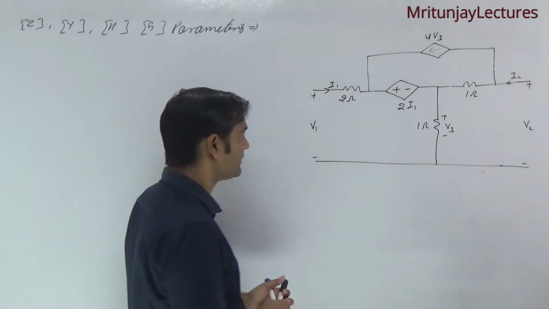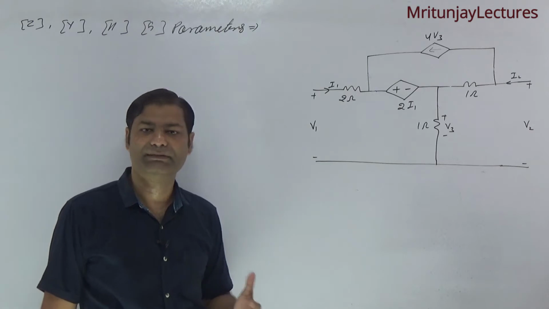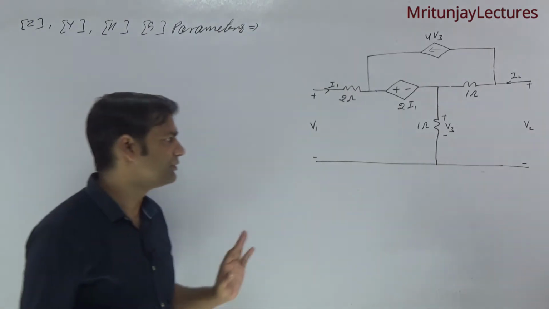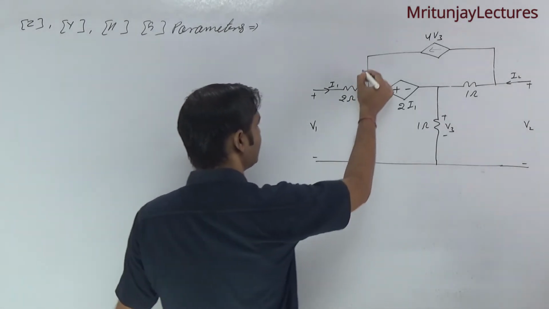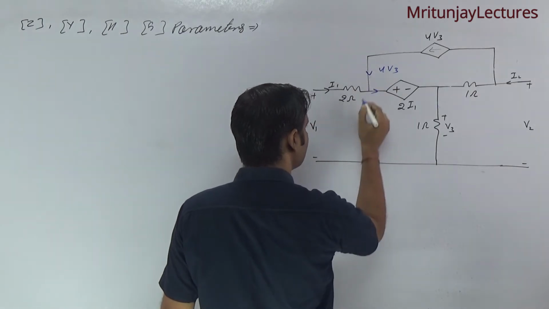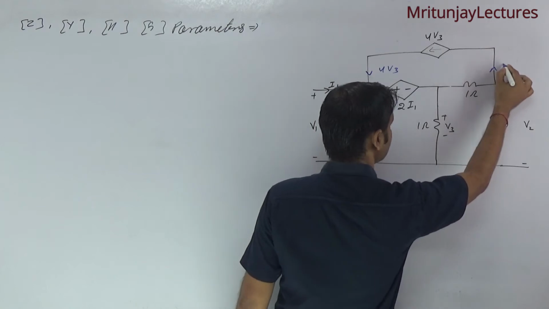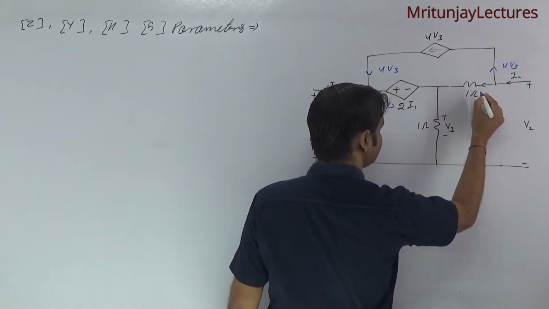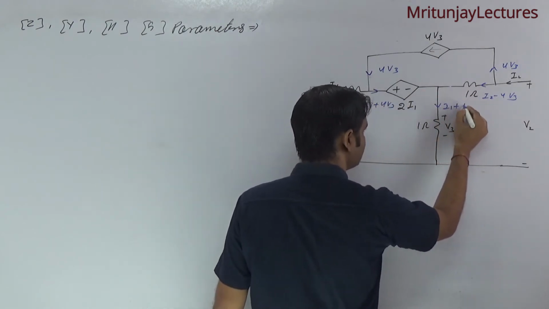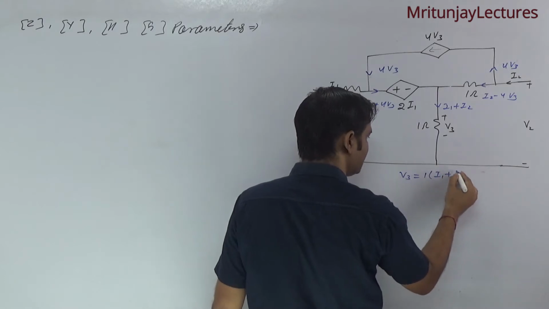So first of all, how to start? This circuit can be solved with the help of KVL, KCL, or mesh analysis, loop analysis, or nodal analysis, whichever you feel comfortable with. Now here, in this branch, I1 plus 4V3. Here I2 minus 4V3, and here I1 plus I2. So what about V3? V3 is equal to 1 into (I1 plus I2). Very clear?